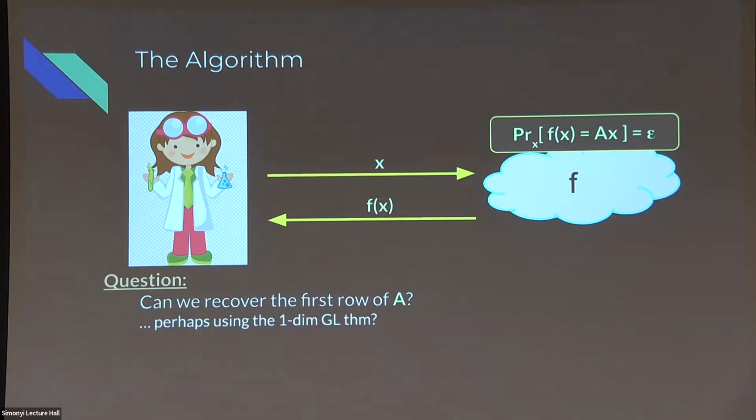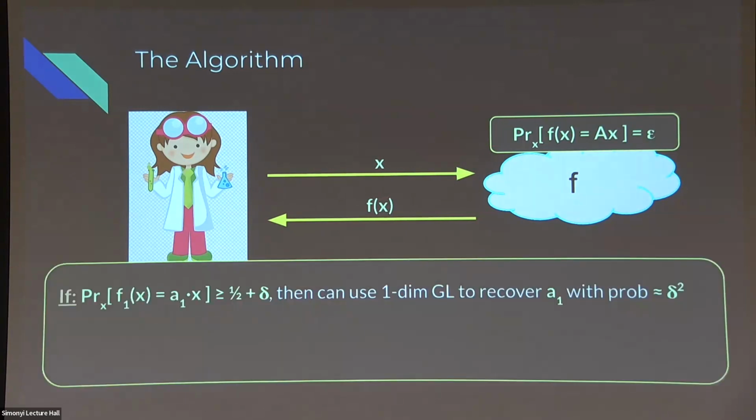And perhaps using the one-dimensional Goldreich-Levin theorem. What that would look like if it worked is we would say, okay, if this f1 is like the first coordinate function of f, and this a1 is like the first row of A, if f of x equals a1 times x with probability that's better than 1/2, then by just using the one-dimensional Goldreich-Levin, we'd be able to recover a1 with some probability. So this is sort of what using that would look like.